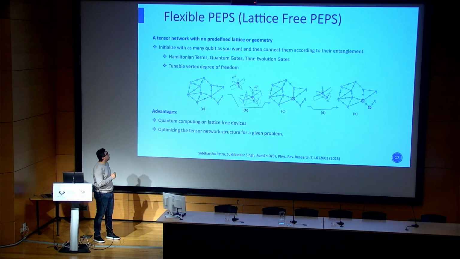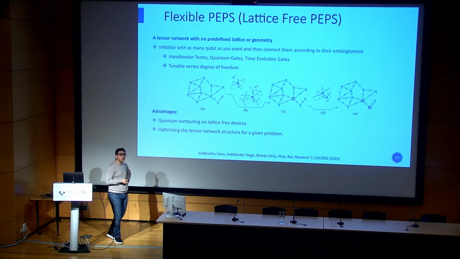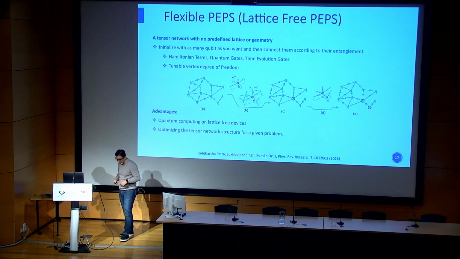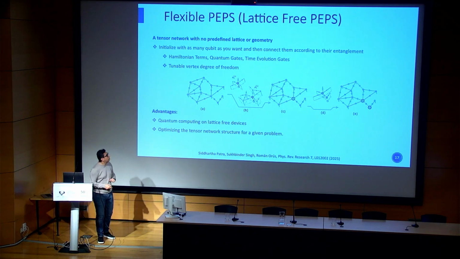Okay, so on top of that, we also developed a more flexible version of this graph PEPS, which we call flexible PEPS or lattice-free PEPS. In this approach, we thought that in some of the quantum computing frameworks, the qubit topology is not necessarily connected on a lattice structure. So how can we represent a state in this kind of lattice-free setting?